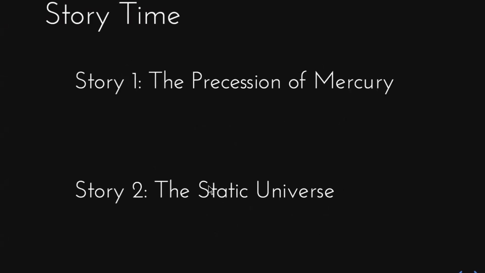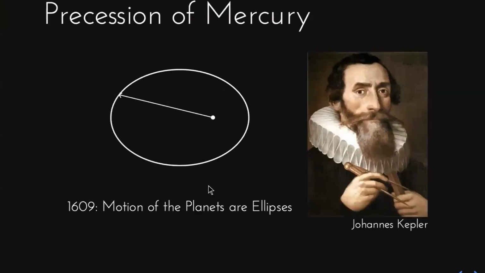Okay, so story time, actually getting into things. Before the modern dark matter problem, or the modern dark energy problem, there were two interesting stories that I think will help us a lot in understanding dark matter and dark energy. I'm going to talk about two stories within the history of science. The first is the precession of Mercury, and the second is the static universe.